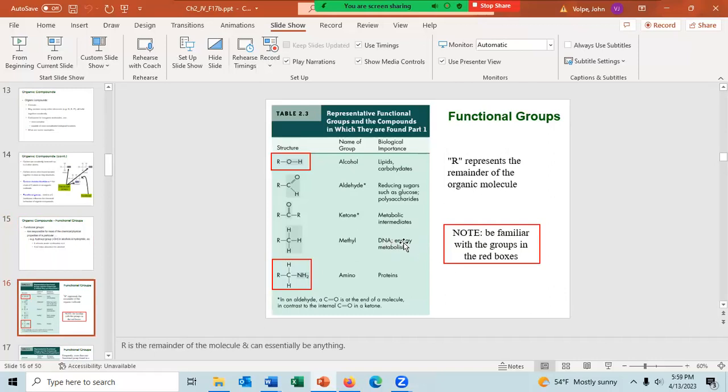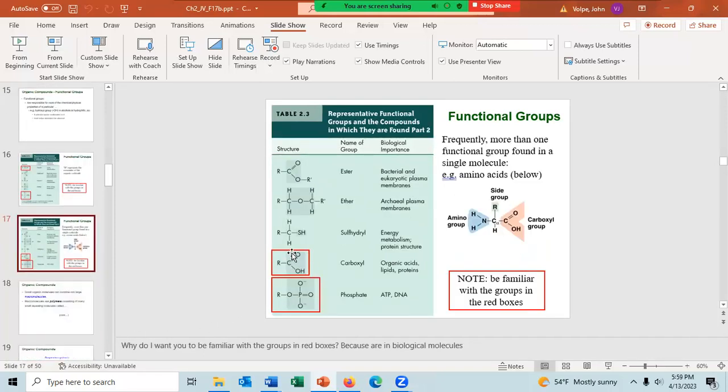The functional groups shown in a red box are the functional groups that you need to know. So you need to know the OH functional group, the NH2 amino functional group, the carboxyl group, the COOH group, and then the phosphate group, the PO4 group. And the phosphate group has a negative charge on it. Why do you think you need to know these functional groups? Because you need to study these molecules, and these are molecules and functional groups we're going to be talking about.